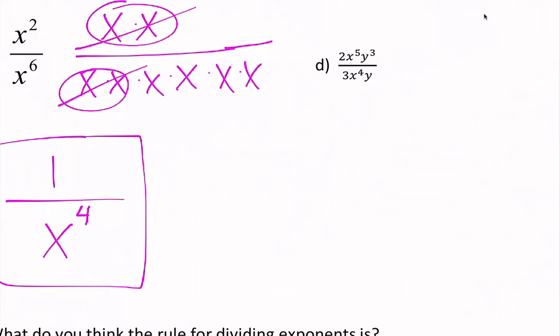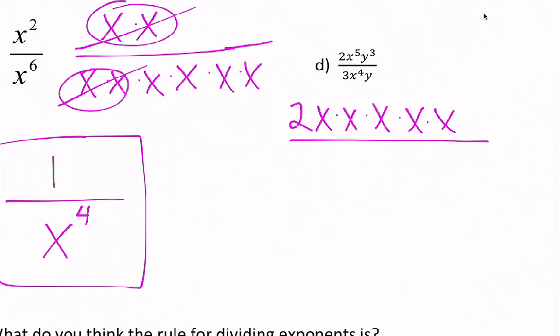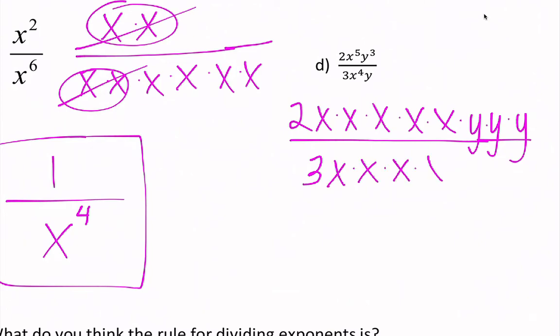Okay, on D, on top, I have 2. X to the 5th tells me I'm going to have x times itself 5 times. Y to the 3rd tells me I'm going to have y times itself 3 times. On the bottom, I have my 3. X to the 4th. And then times y.